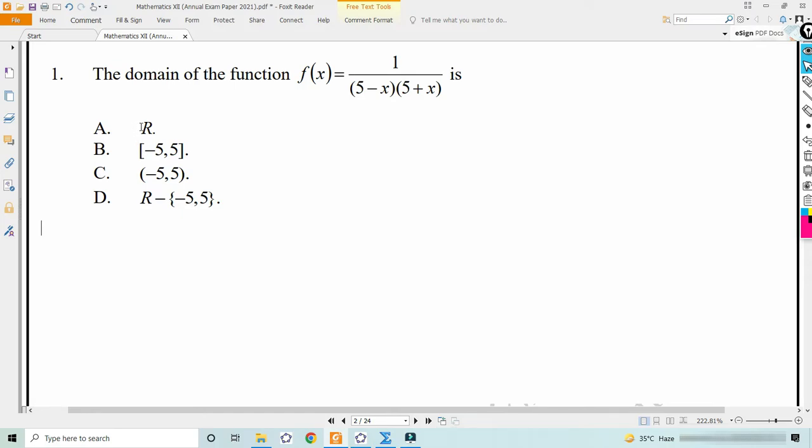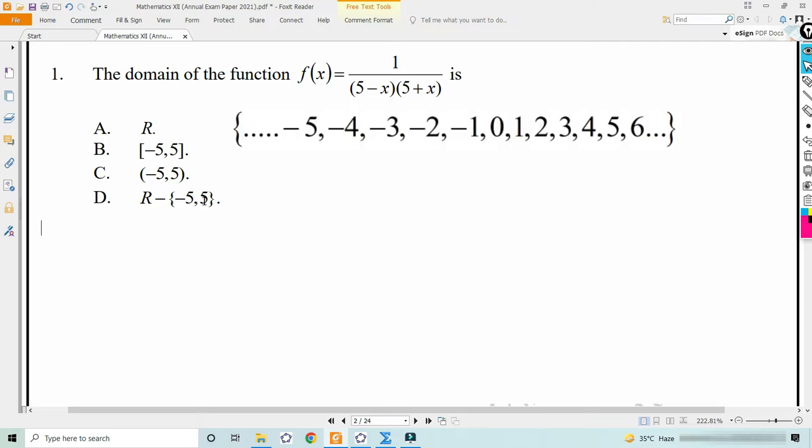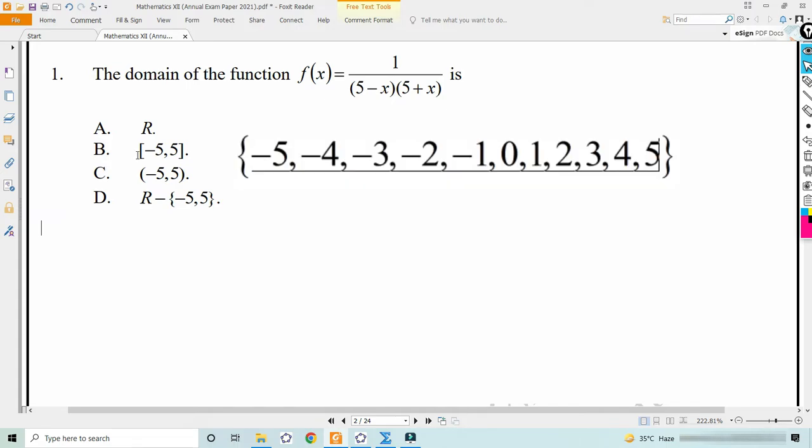ऑप्शन ए से सेट ऑफ रियल नंबर्स जिसमें नेगेटिव 5 एंड पॉजिटिव 5 भी इंक्लूड हैं जिन पर ये फंक्शन डिफाइंड नहीं है, सो ए इज़ नॉट द करेक्ट आंसर. ऑप्शन बी इज़ द क्लोज्ड इंटरवल विच कंटेंस ऑल द वैल्यूज फ्रॉम नेगेटिव 5 to 5. अब इनके बीच वाले वैल्यूज़ पर तो फंक्शन डिफाइंड है लेकिन इन दो नंबर्स पर डिफाइंड नहीं है, सो बी इज़ नॉट द करेक्ट और बेस्ट आंसर.